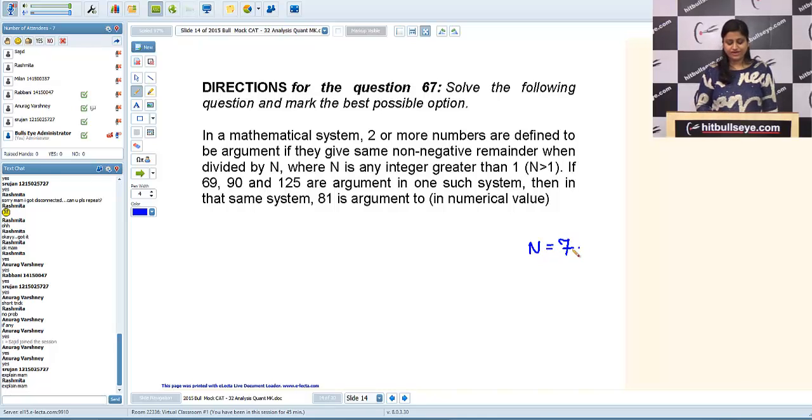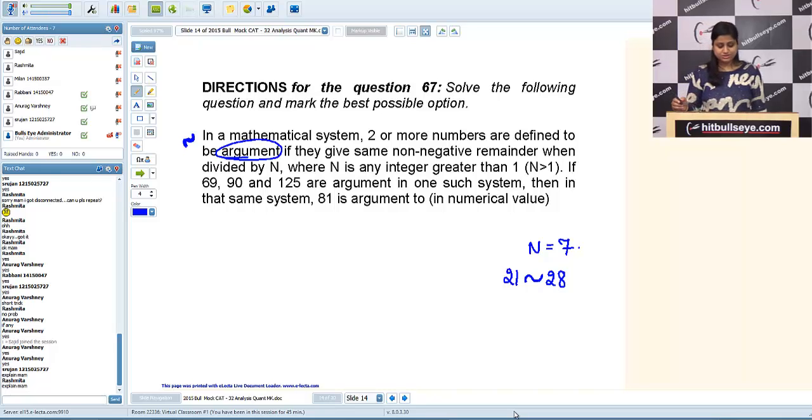Say I'm defining for this word congruent, say this sign. Whenever I'm writing this, it means both these numbers are congruent to each other. So, say I'm taking 21. What is the remainder when 21 is divided by 7? The remainder is 0. What is the remainder when 28 is divided by 7? Remainder is 0 once again. So, these two numbers are congruent to each other in base 7. That is the meaning of this line.